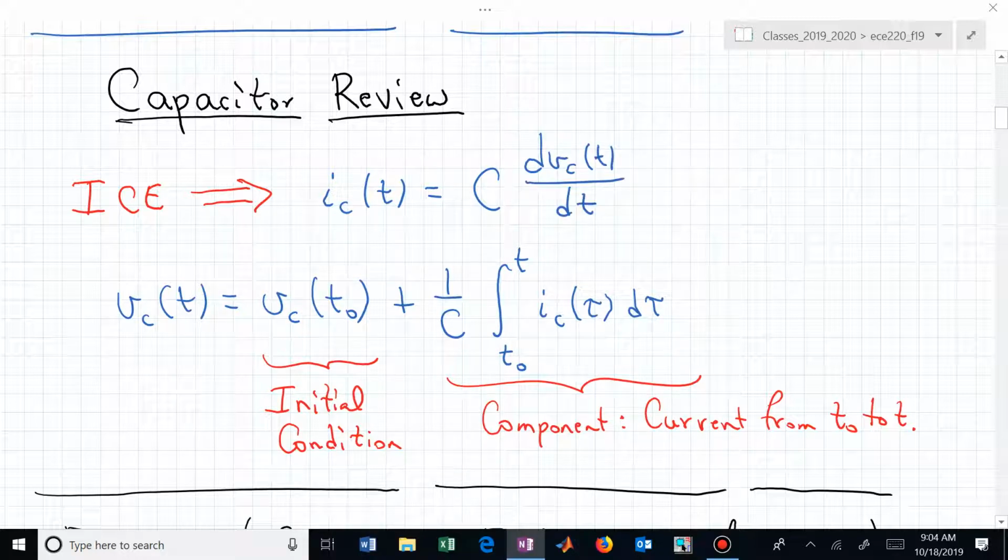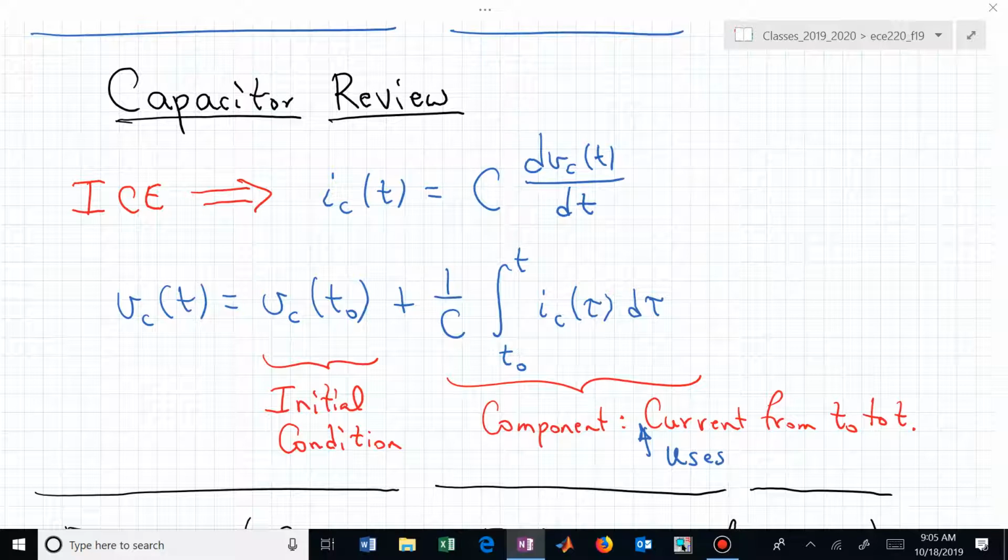So that's what we know to be true for a capacitor. And if you invert that, essentially, to try to find voltage from current, you can do that with this second row expression, which says that the voltage across a capacitor at the present time is what the voltage was initially, that's our t sub 0, plus the second component, which uses the current from t sub 0 to t in order to compute the second component of that voltage.